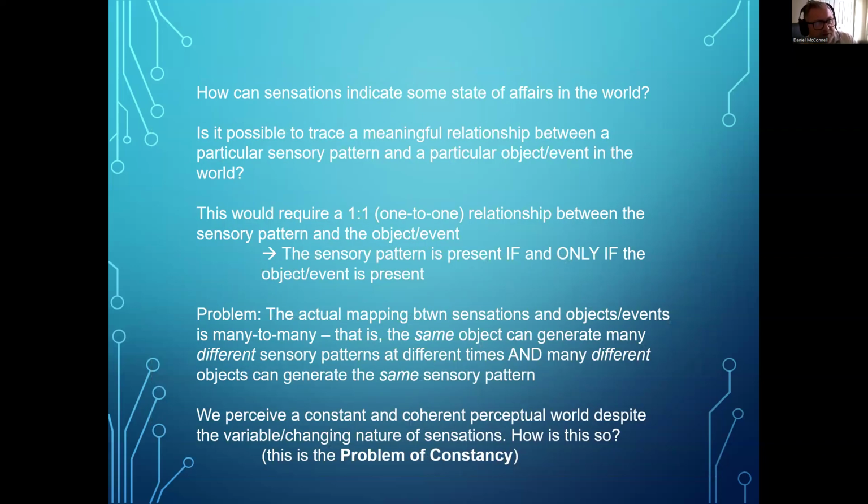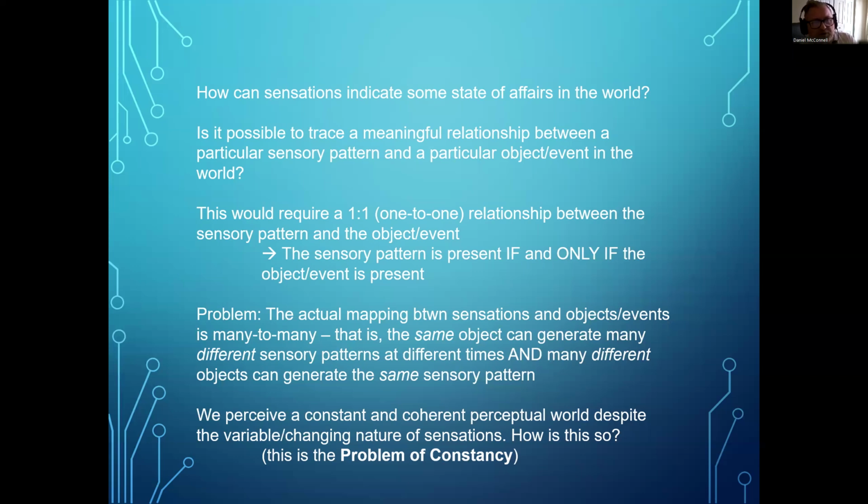So this is the challenge faced by our theories of vision. How can sensations indicate a state of affairs in the world? The state of affairs, meaning, what is it that I'm looking at? Is it this person named Spock? Is it a tree? Is it a dog? What is it? And I'm going to receive these sensations. But as already noted, the sensations are meaningless individually. They can be distorted in a variety of ways, and they are ambiguous as well. But we still need to try to trace a meaningful relationship between that sensory pattern and the object in the world.